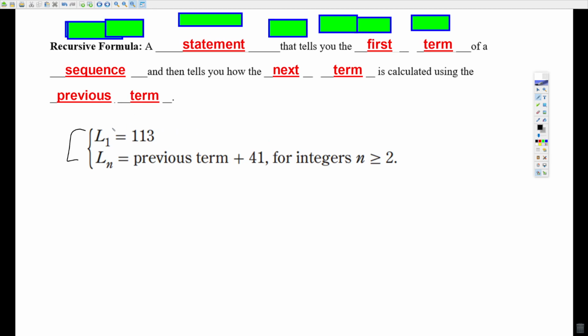So what I should also add in here is that we're going to find the first 4 or 5 terms of the sequence. So how do we find that? The next line of this is going to be L sub n, which is just taking the previous term and adding 41. And we'll use this for integers that are bigger than or equal to 2. So for instance, if we're trying to find L sub 2, that would mean take your previous term, which is 113, and add 41 to it, and that would give you your L sub 2. So 113 plus 41 would be 154.